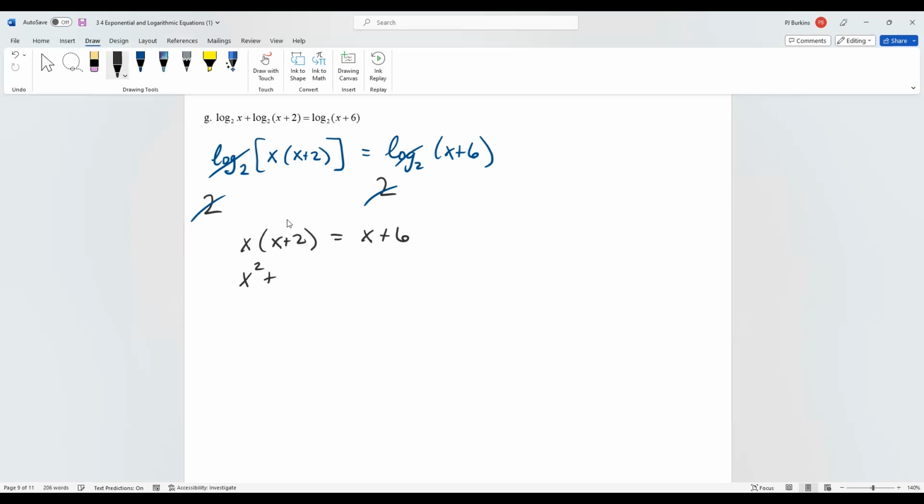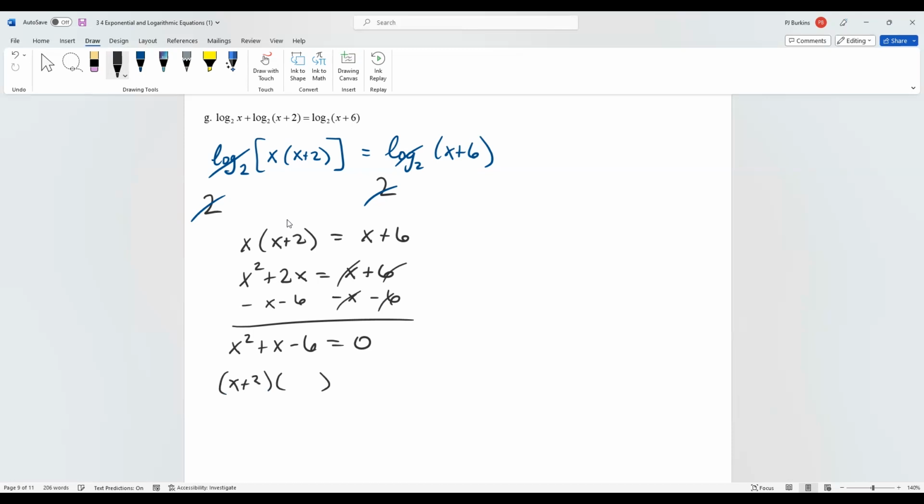This is x squared plus 2x. Let's get everything on the same side. So I'm going to subtract x and subtract 6 on both sides. So I get x squared plus x minus 6 is equal to 0, because everything over here canceled. I need to factor, so two numbers that multiply to -6 and add to +1. Those should be x plus 3 and x minus 2.